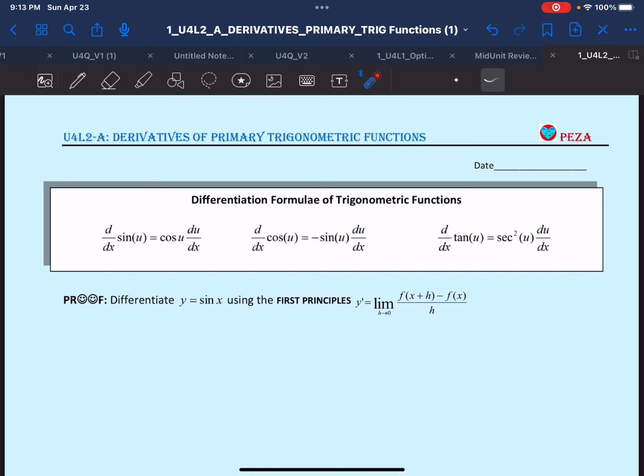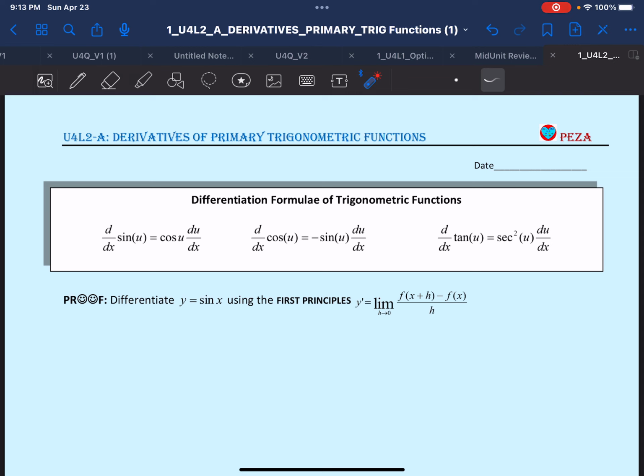In this lesson, we'll explore the derivatives of primary trigonometric functions. So we'll learn how to differentiate the functions y equals sine of x, y equals cosine of x, and y equals tan x. So we're going to go over the proof together. And before we do so, let's recall two very important limits in trigonometry.